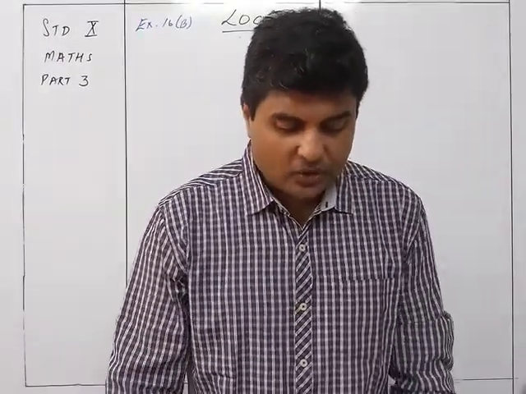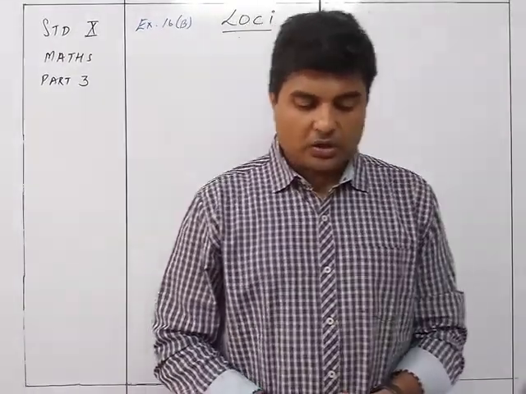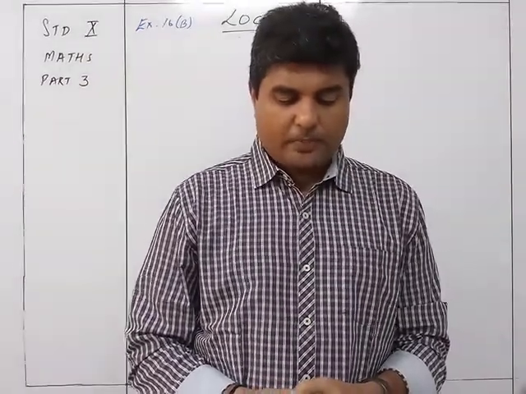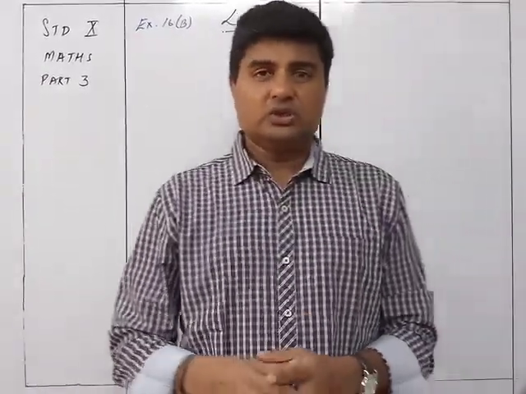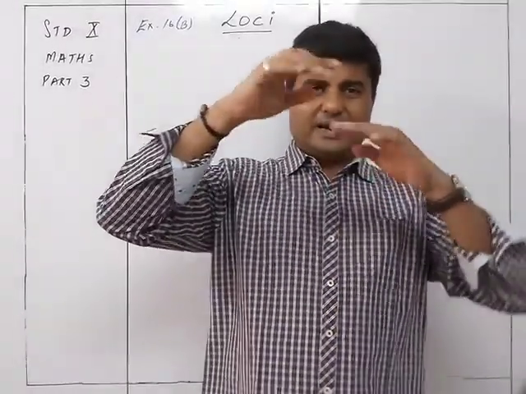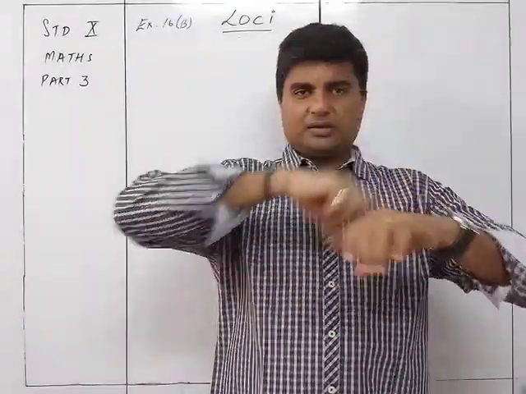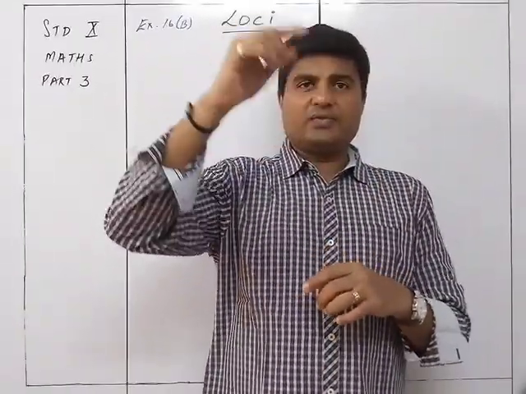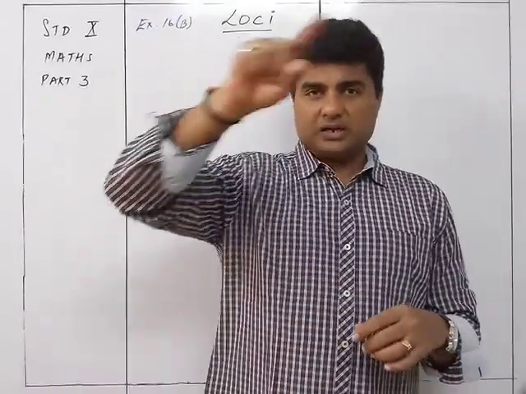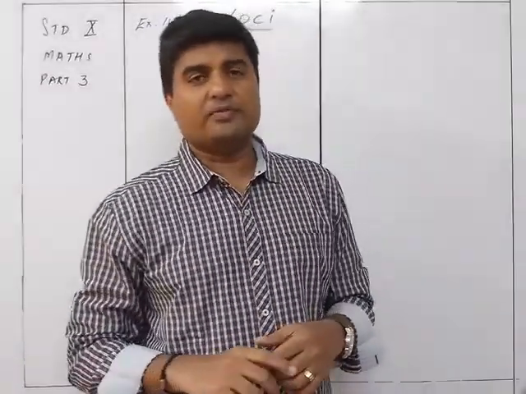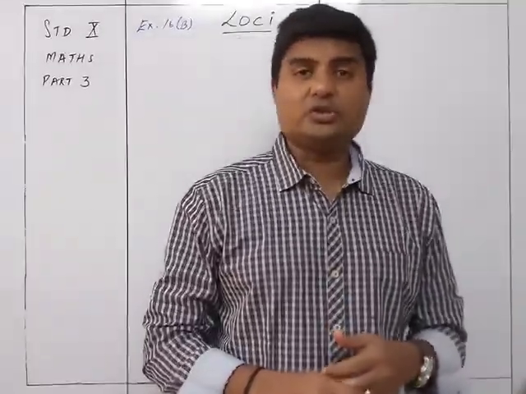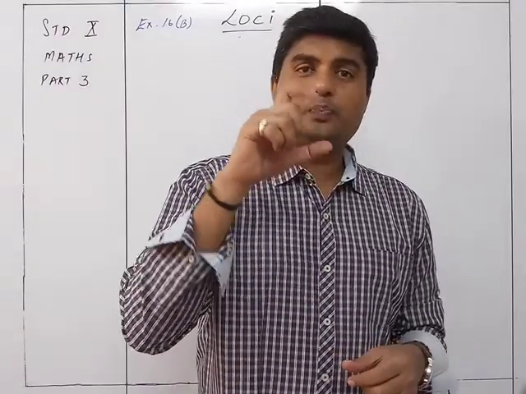Sixth one, the locus of a runner running around a circular track and always keeping a distance of 1.5 meters from the inner edge. There is a circular ground, and at 1.5 meters from the inner edge, it will be a circle. It will be a circumference of a circle with radius equal to the inner radius plus 1.5.